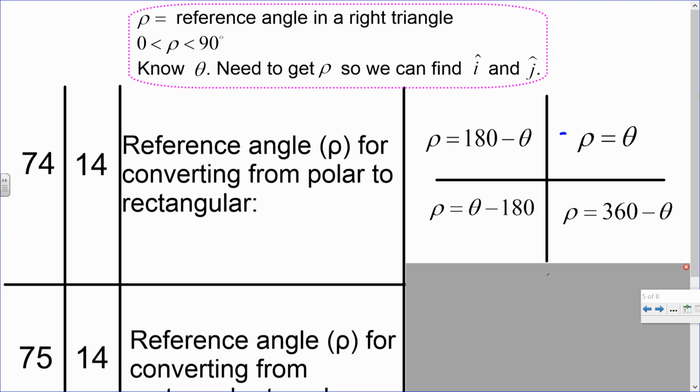If we go to the third and the fourth quadrants, if theta takes us here and we draw our triangle like this, that means we need just this piece right here. So we take all of this theta, we take away the 180 that's up above it, and we're left with that. So that's why we have theta minus 180.